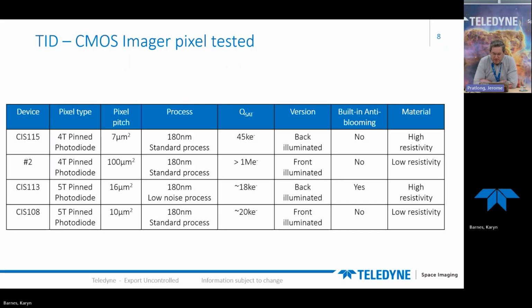This is a table describing the different detectors we used for this presentation. We can see that there is a large variety of pixels, 4T, 5T, but also a variety in terms of pixel pitch from 7 micron square to 100 micron square, different QSAT or full well capacity from 18 kiloelectron to 1 megaelectron, front side and back side, with and without anti-blooming, and also different types of material, high resistivity or low resistivity, that affect the depth of the depletion.